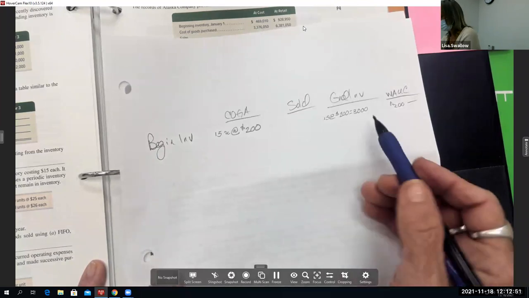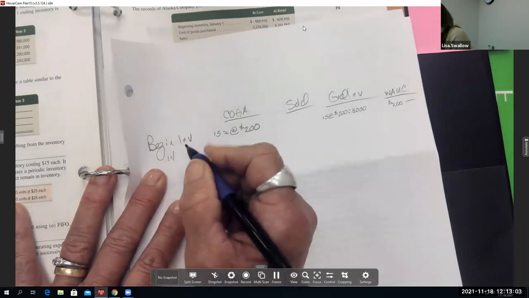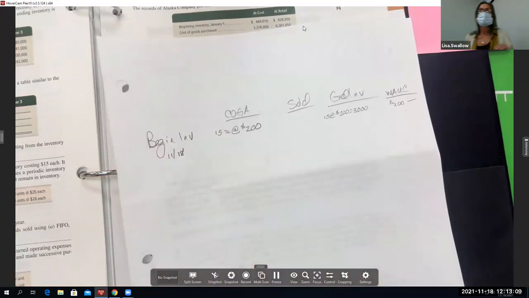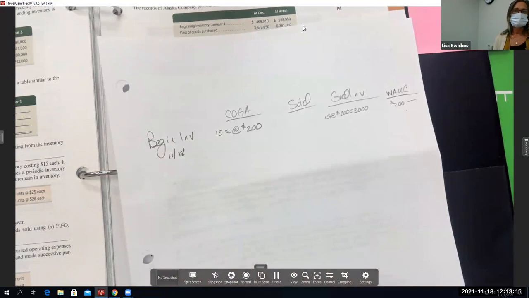I started this month out. I have 15 snowblowers that I bought for $200 each sitting in my warehouse at Ace. So that's also obviously my inventory and my weighted average unit cost. And I'm stocking up. I'm getting ready for snow season. So what's today, the 18th? Fill in the chart. I just bought another 10 at $230.